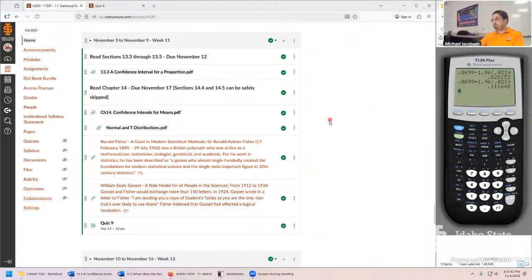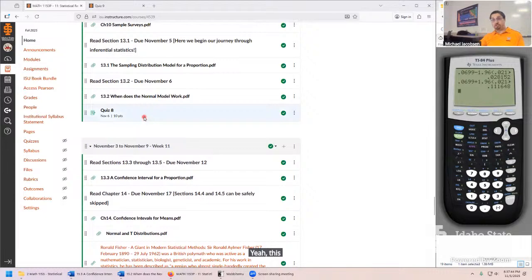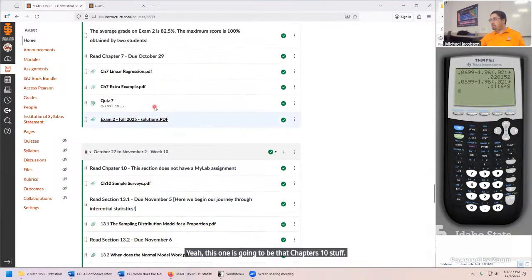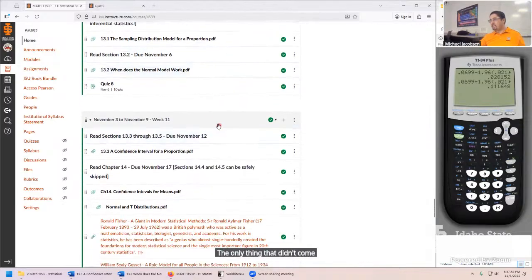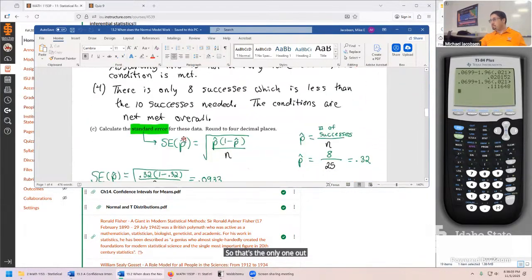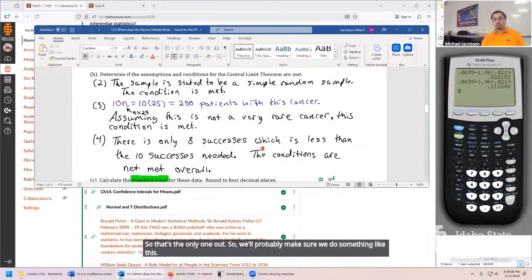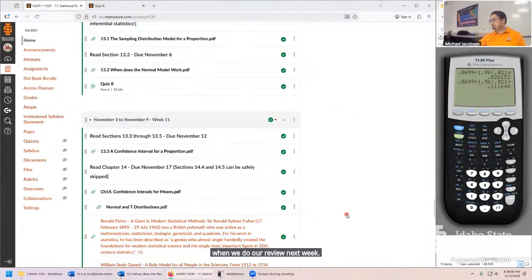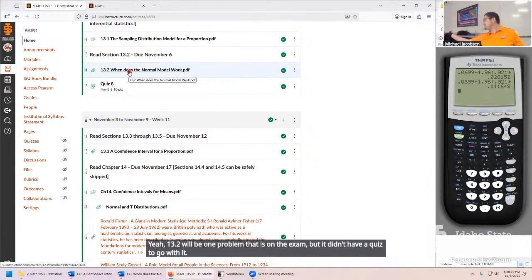Quiz 8 will be on exam 3, right? Yeah, this one is going to be the chapter 10 stuff. And similarly with quiz 7 on the chapter 7 stuff. The only thing that didn't come in as a quiz is the 13.2 problem, where we're doing this kind of condition checking really carefully. So that's the only one out. We'll probably make sure we do something like this when we do our review next week. Yeah, 13.2 will be one problem that is on the exam, but it didn't have a quiz to go with it. Oh, awesome, thanks.